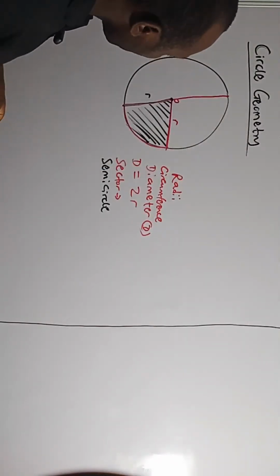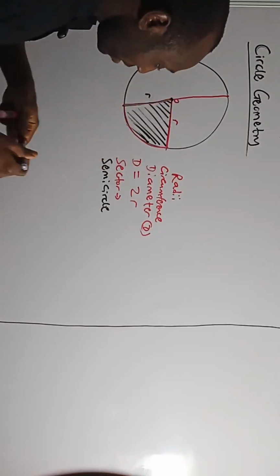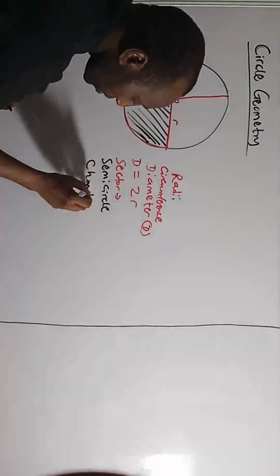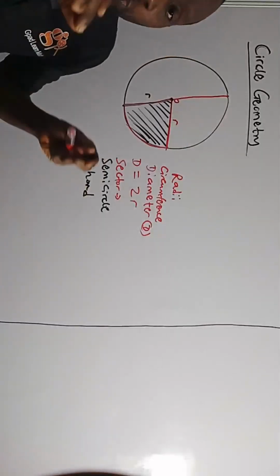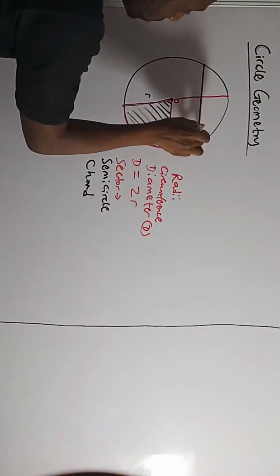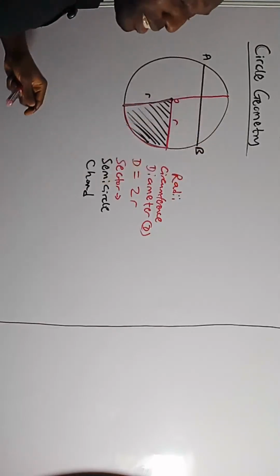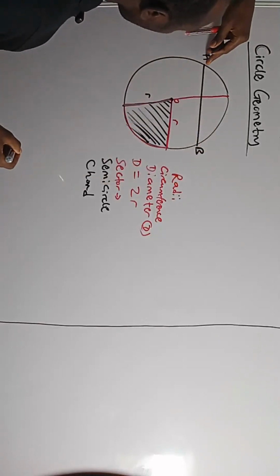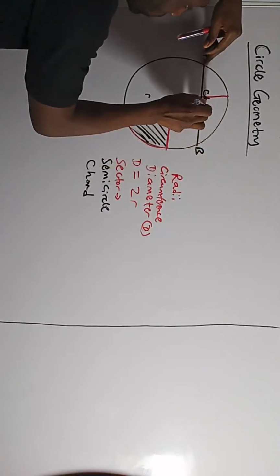Let's talk about a segment. But before we talk about a segment, let's talk about a chord. What's a chord? A chord is a straight line that joins any two points on the circumference. So from here to here, this is a chord. If I call this A and B, line AB is a chord. From one point on the circumference to another point, this is a chord.